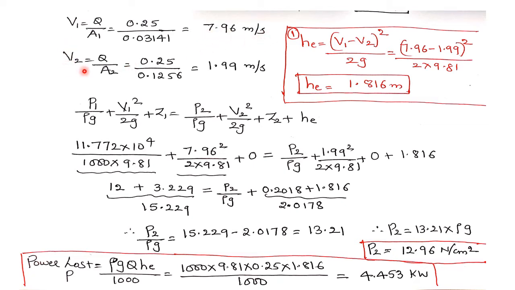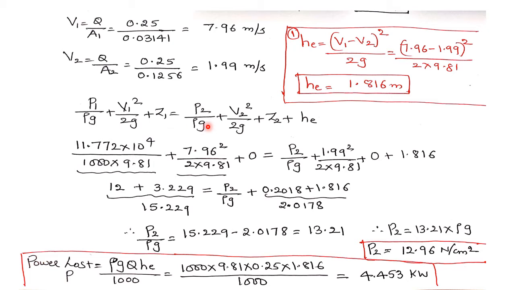Whereas velocity at section 2 in the larger diameter pipe is given by again Q divided by A2. This is 0.25 divided by 0.1256. So velocity in the larger diameter pipe is 1.99 meters per second.